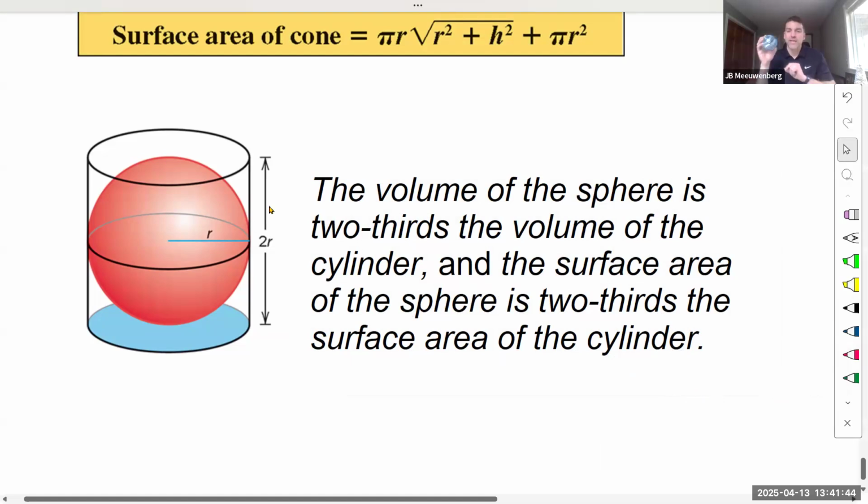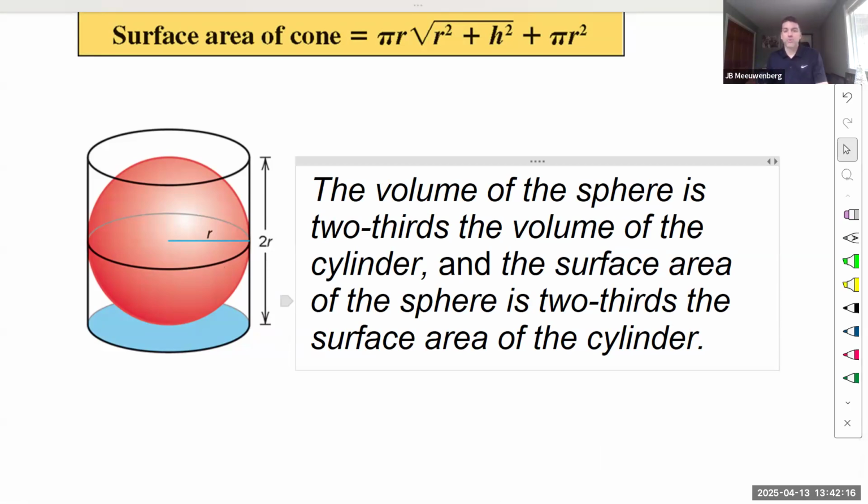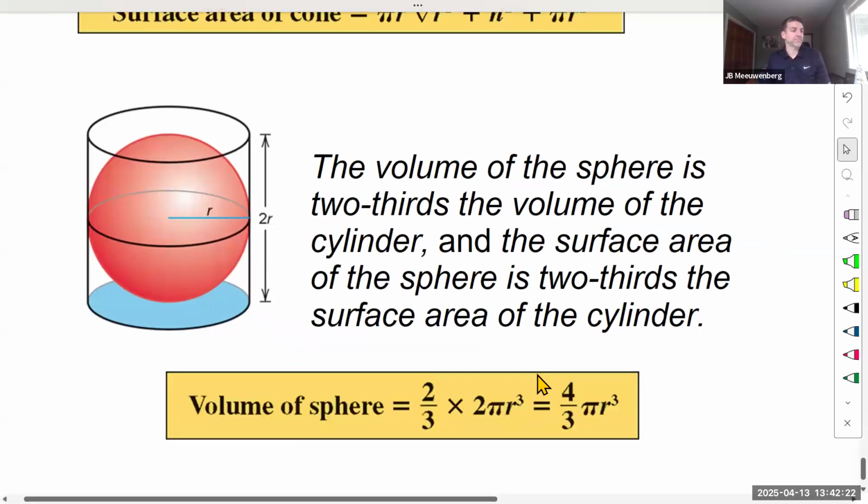So imagine if you could take a ball and rest it perfectly inside of a cylinder, so they had the same height and the same distance across, and then you say fill that with water to the top of the cylinder, and then you removed the sphere from the cylinder, only 1/3 of the cylinder would be full of water. The sphere takes up 2/3 of the volume of the entire cylinder. That's a really interesting fact. And so that leads us to the formula for the volume of a sphere.